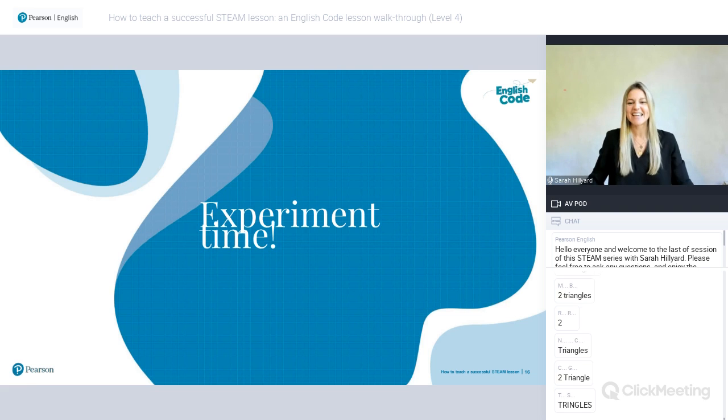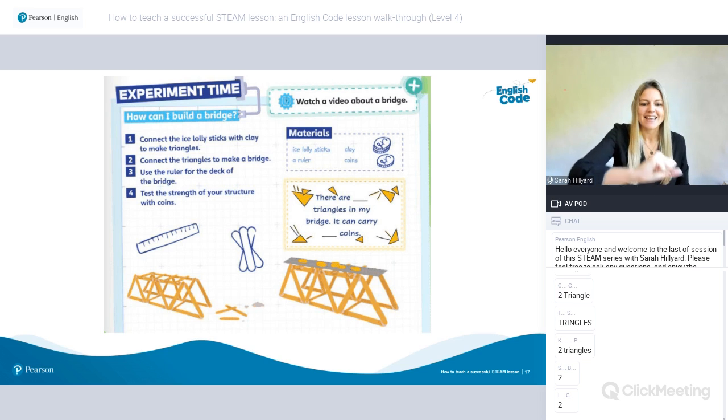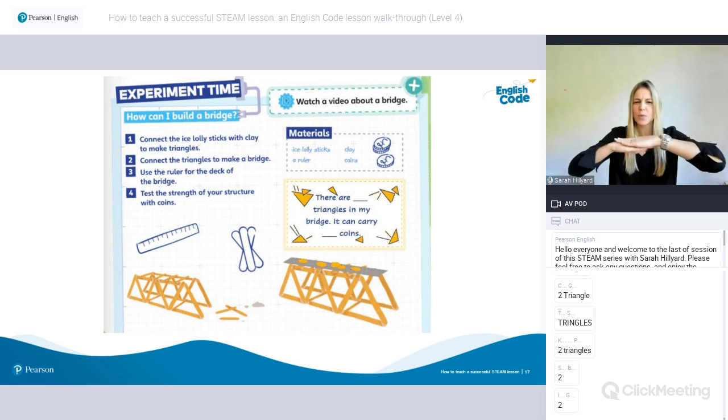Lovely. Now that we know all this about bridges, we know what they're made of, we know what shapes we can see in them, we know how the force works on the bridges, we're going to go into the experiment. How can I build a bridge? Number one, connect the ice lolly sticks. We need ice lolly sticks with clay to make triangles. Number two, connect the triangles to make a bridge. Use a ruler for the deck of the bridge. Remember what a deck is? We heard that word before. Test the strength of your structure using coins.